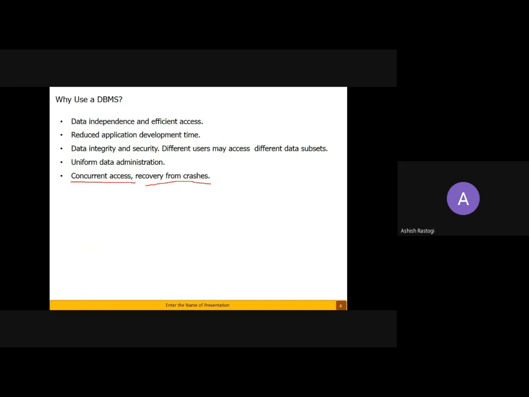Any doubt, guys, till now? No, no, Ashish. Okay. Ankita, Rutuja, is it fine? No, sir. Yes. Okay.